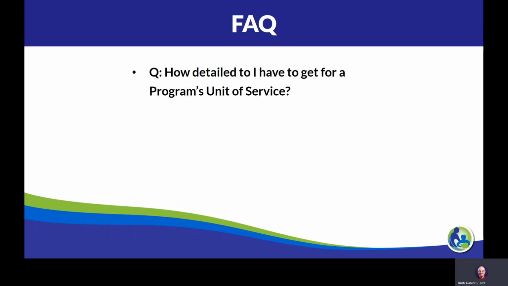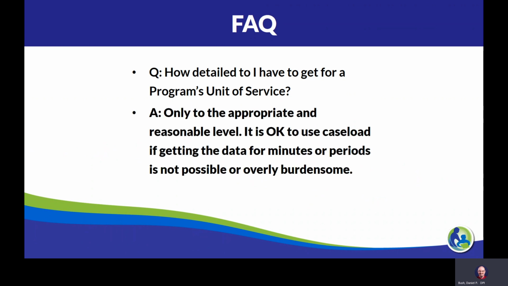How detailed do you have to get for a program's unit of service? Do you have to go back to enrollment records, attendance records, contracts, etc.? It's well after the beginning of the 2018-19 school year. The answer to that is you only have to get as detailed as it is appropriate and reasonable for the service. At this point, if it is unreasonable to go back to a daily schedule or an attendance record in assembling your claim, it is perfectly okay to use caseload as the method of allocation for a cost.